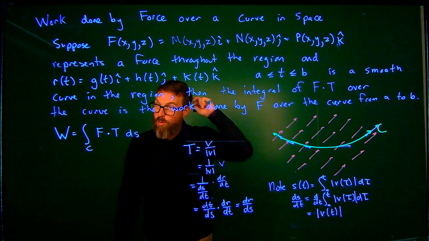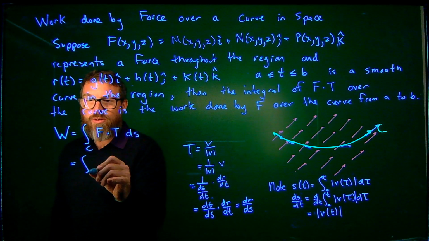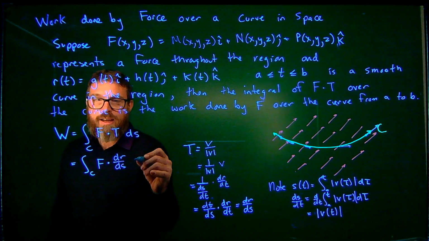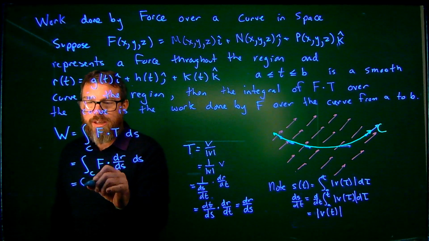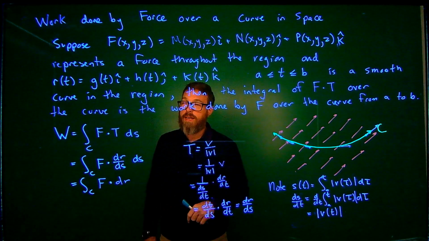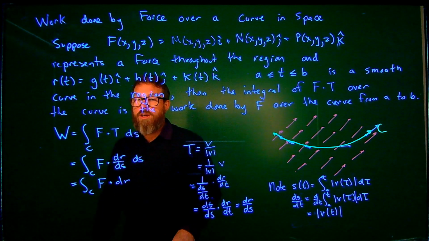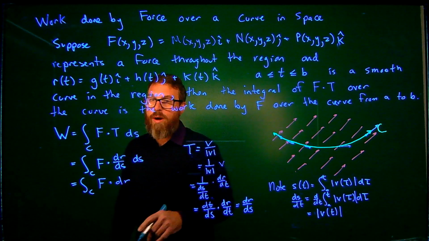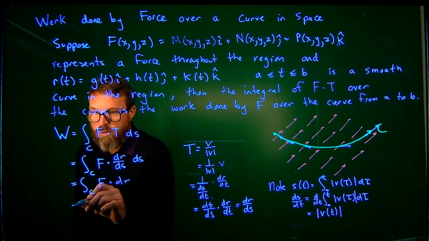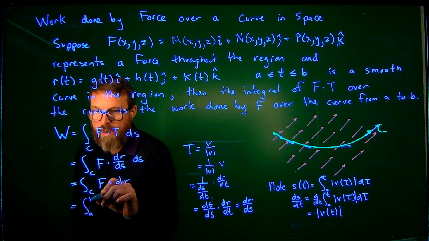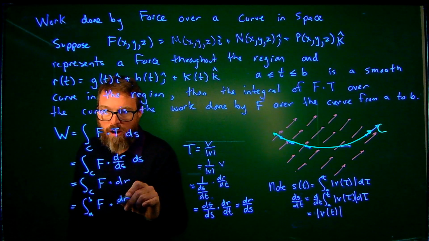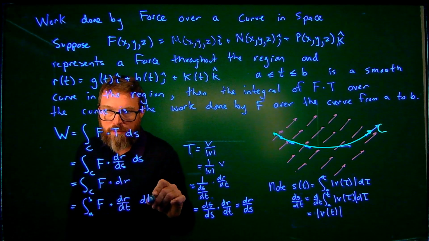Woo! Okay, so what we have here ends up being the integral over the curve of F dot dr/ds ds, which ends up being the integral over the curve of F dot dr. Now, again, still not quite useful, but we're close. In order to do this, we want to integrate with respect to t just like we did with line integrals. So I can replace this with the integral from a to b of F evaluated at the curve dot dr/dt dt.